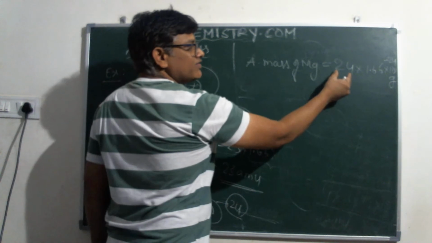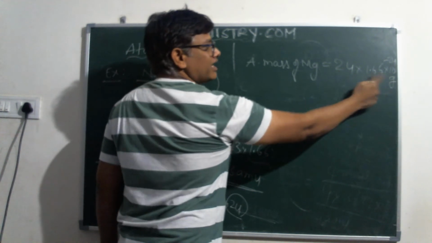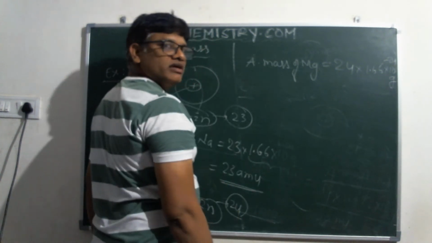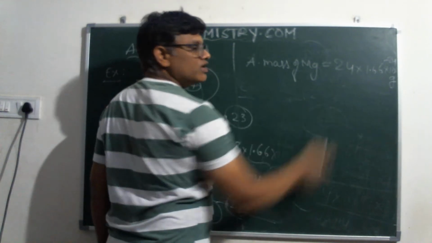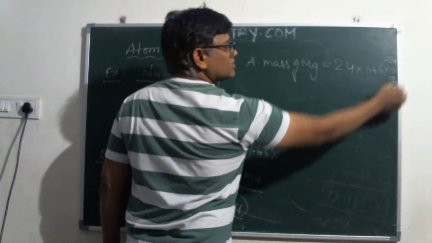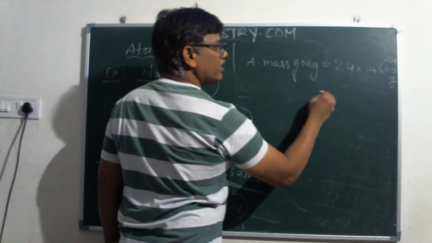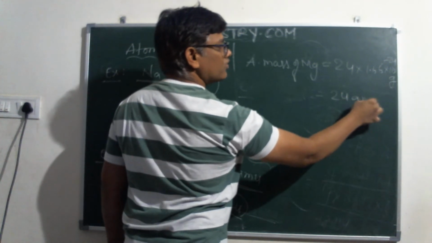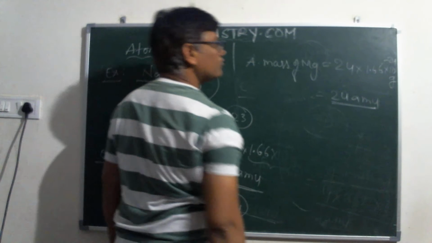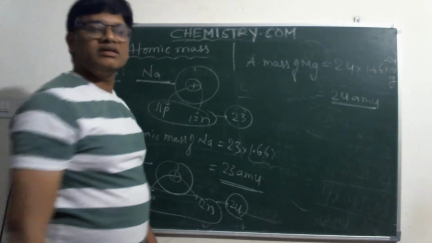So how many times heavier? 24 times heavier than the atomic mass unit, that is 1/12 the mass of a carbon-12 isotope. So in terms of grams I gave, if you convert into AMU, this could be written as 24 AMU. This is the mass of one magnesium atom over here.